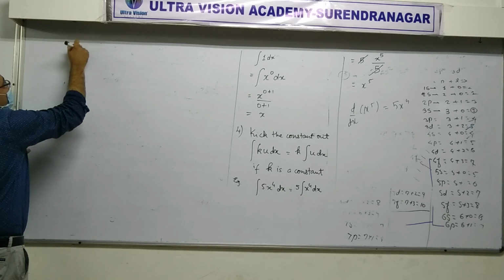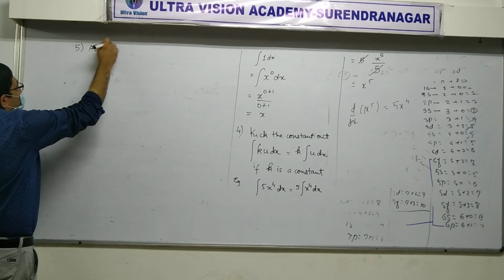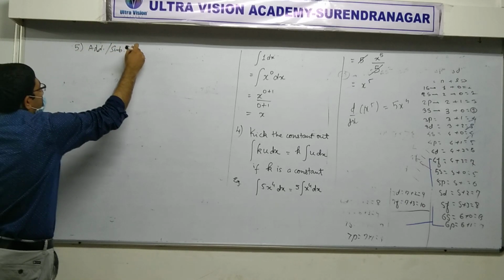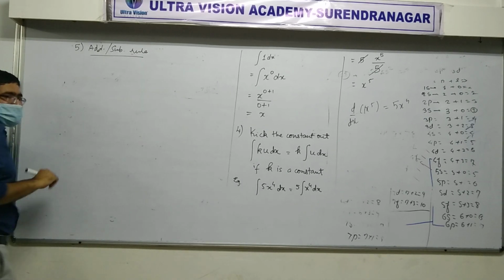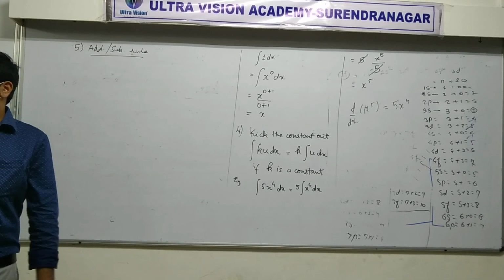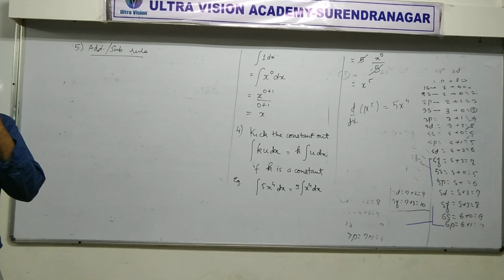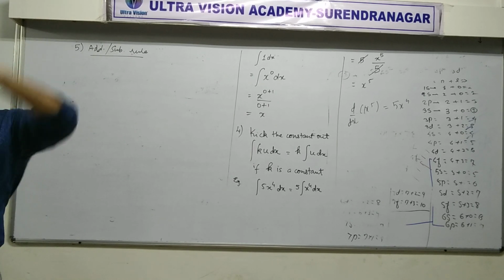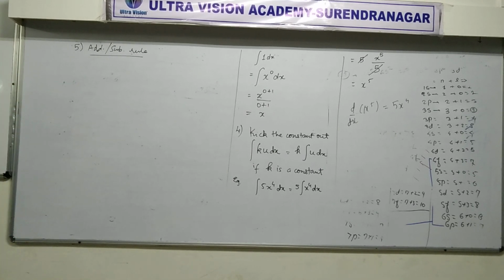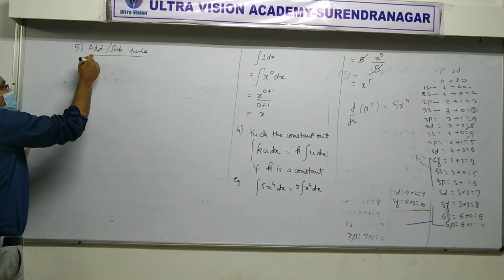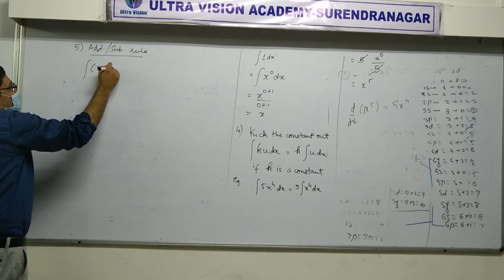Number 5. The addition or subtraction rule. There is really no multiplication or division rule. Okay, it's our chart. Right? There is no multiplication or division rule. There is only addition and subtraction, and that's also exactly the same as it was.